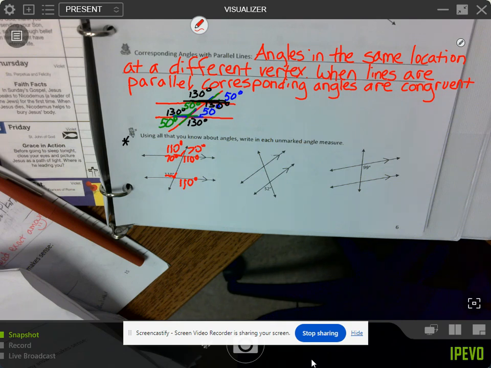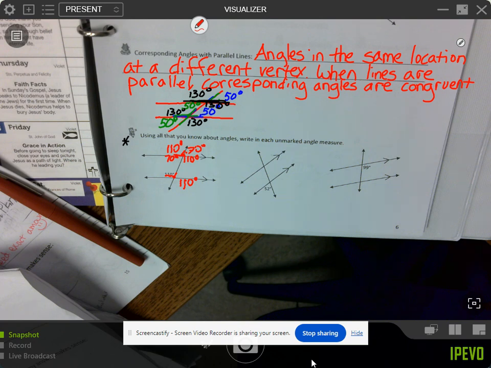Yep, so that's a supplementary line. So 70 and 110 are supplementary. What's another way that we could have known that was 70 degrees, besides it being supplementary equaling 180? Marina? Yeah, it's also vertical. It shares the vertex with this 70 degrees and it's right opposite of it. So we could have used either way. We could have said, oh, vertical angles or supplementary angles.